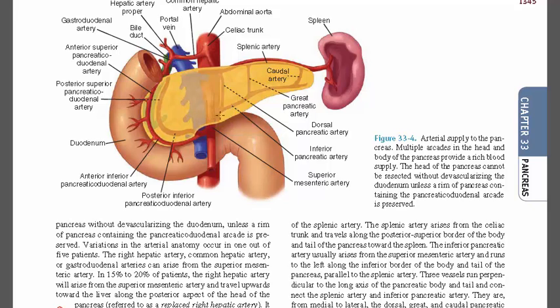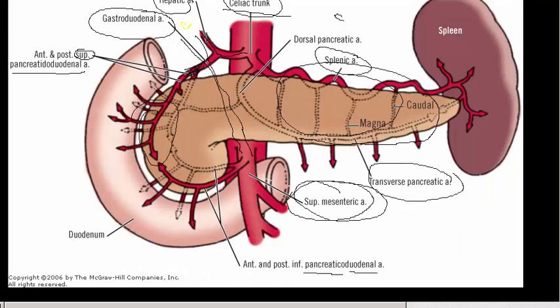is a branch of the superior mesenteric artery. This inferior pancreatic artery will join the splenic artery to supply the tail and body of the pancreas. In other books we can see that the transverse pancreatic artery is the thing to join the splenic artery to supply the body and the tail of the pancreas, and it's a branch of the celiac trunk, the transverse pancreatic artery.